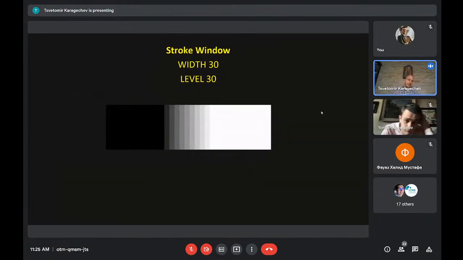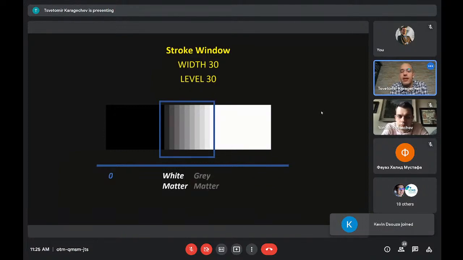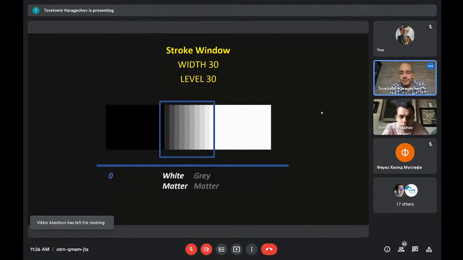So what we have next, and of course, as I said, this will be a lot clearer when you start talking about stroke and hypodensities during one of the next sessions. But for now, just remember that there is such thing as a stroke window. It's a really narrow window. You see the width is 30. The width of a normal brain window is 70. And we do this so we can appreciate subtle differences in white matter differentiation.